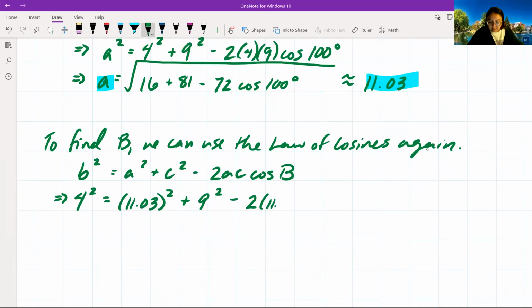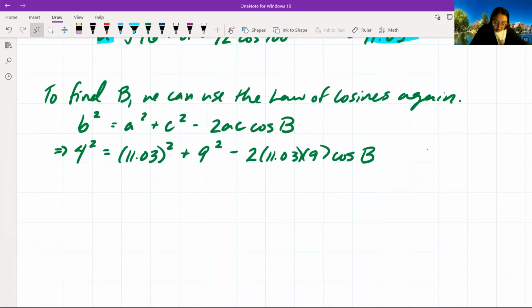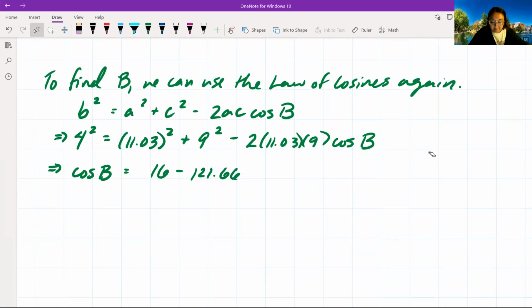minus 2 times 11.03 times 9 times cosine of b. Remember, b is what we're going to be solving for. If we want to write this in terms of cosine of b, we would get that cosine of b is equal to 16 minus 11.03 squared, which is going to end up being 121.66, minus 81, since we subtracted it when we rewrote it. This is all divided by 2 times 11.03 times 9, which comes out to a negative 198.54.